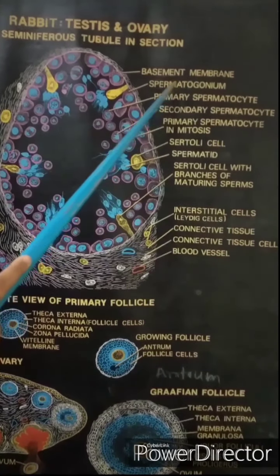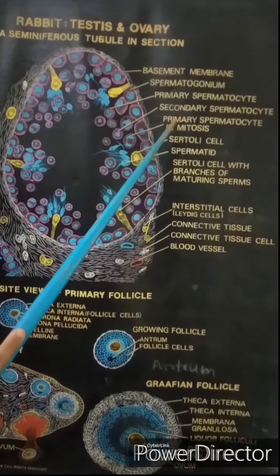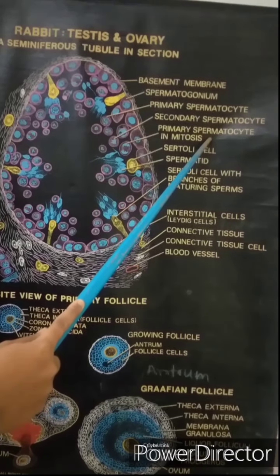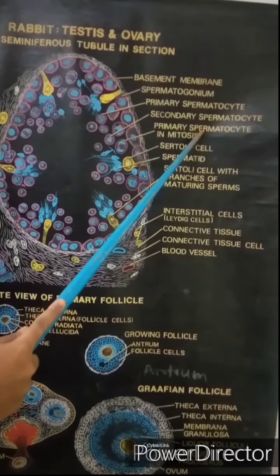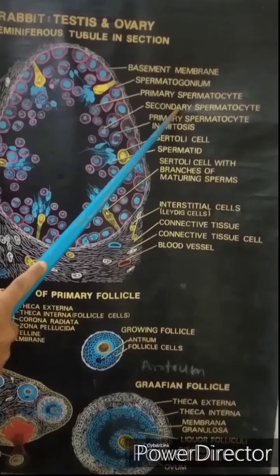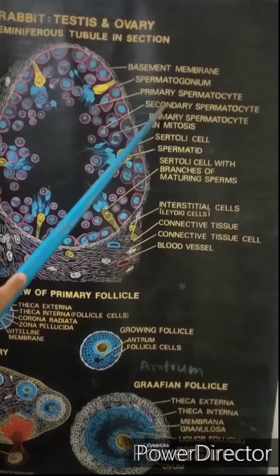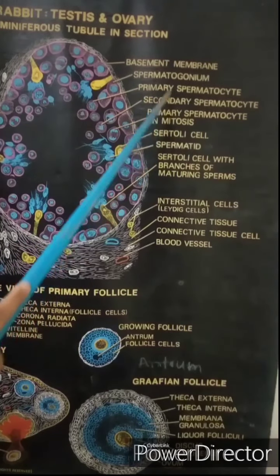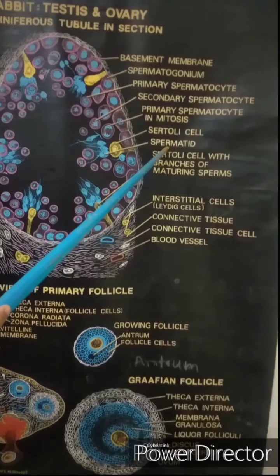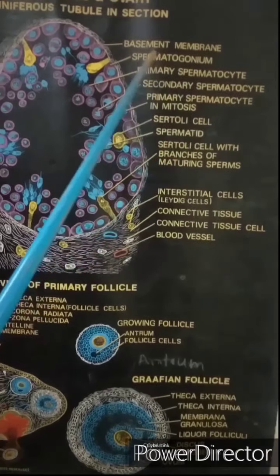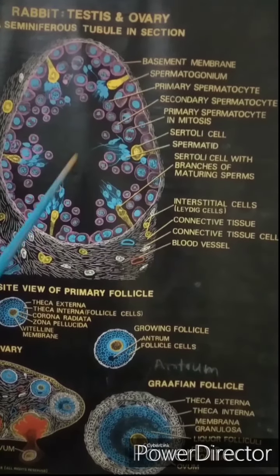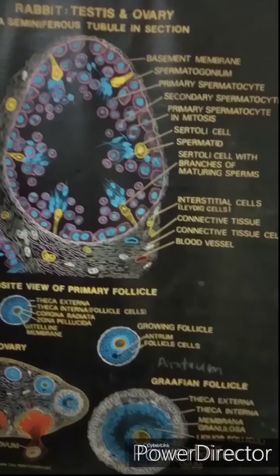The spermatogonium undergoes the process of mitosis to form the primary spermatocytes. These primary spermatocytes undergo the process of meiosis I to produce the secondary spermatocytes and ultimately they produce the spermatids. These spermatids undergo the process of spermiogenesis and develop into flagellated cells and the functional spermatozoa.